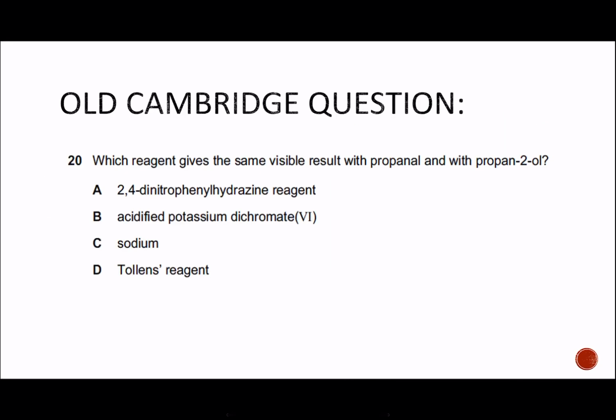All right, so let's take a look at a Cambridge question. Which reagent gives the same visible result with propanal and propan-2-ol? See if you think you have the answer, and then I will go over it.